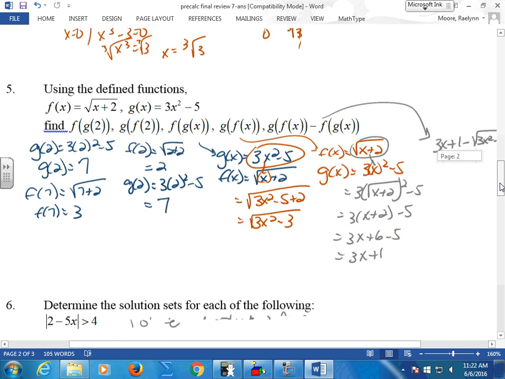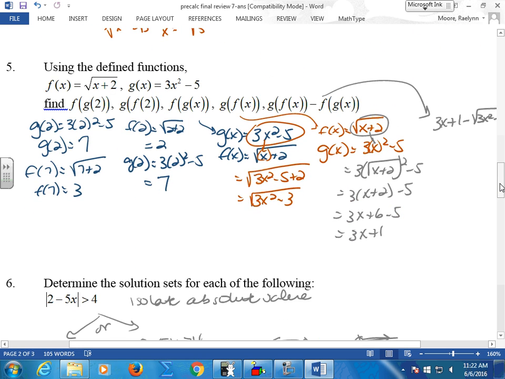Number five, did you get number five? In this case, you're plugging in G first, taking your answer, putting it into the F. This one, you're plugging in the F first, taking your answer, putting it into the G. Those ones, you're making me equations. Can everybody make an equation?